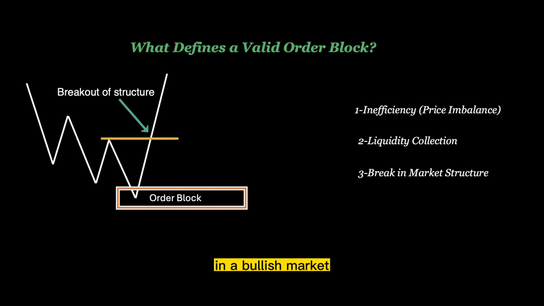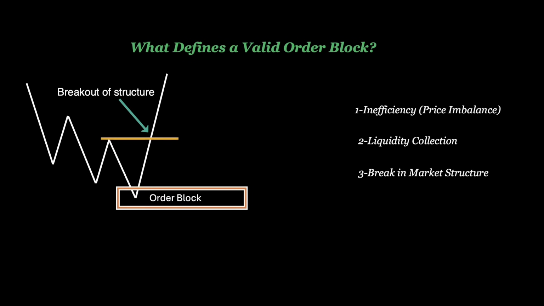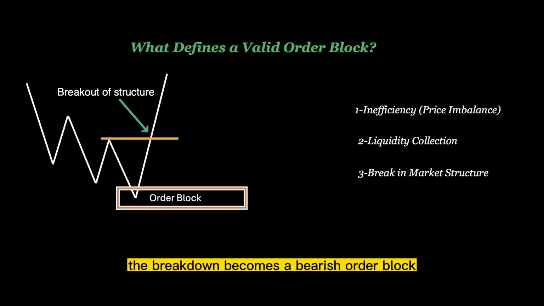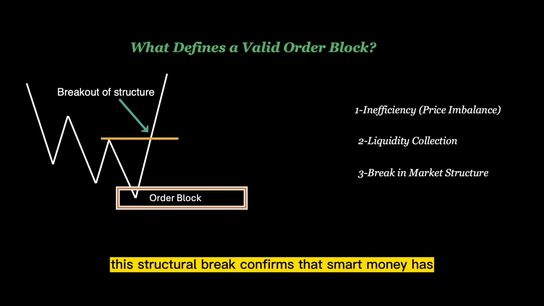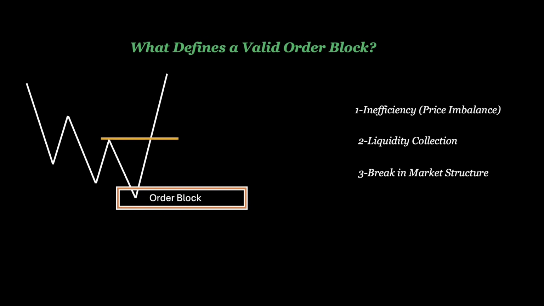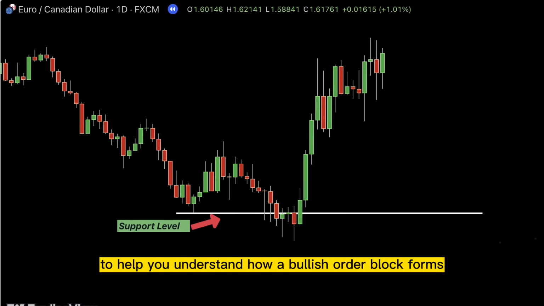In a bullish market, when price breaks above a significant previous high, the point where the price originated from becomes an influential demand area, known as a bullish order block. Conversely, in a bearish market, when price breaks below a key low, the area of supply that caused the breakdown becomes a bearish order block. This structural break confirms that smart money has participated in the move, reinforcing the significance of the order block for future price action. Let's dive into a real chart example to help you understand how a bullish order block forms and how you can use it in your trading.